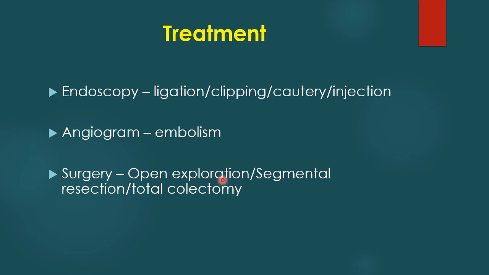Usually open exploration to identify and localize the area of bleeding, and then follow up with segmental resection of the segment of colon that is bleeding. If unable to find the source of bleeding, then a total colectomy may have to be done to save life. Hartmann's procedure with temporary end colostomy is another possibility for emergency cases.